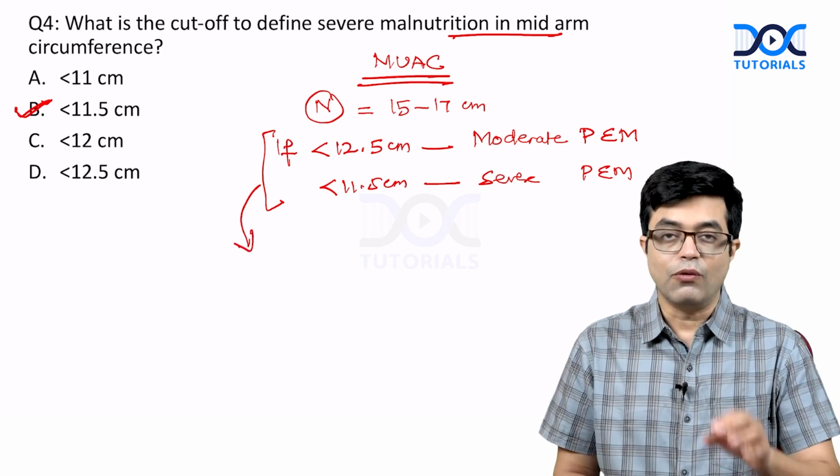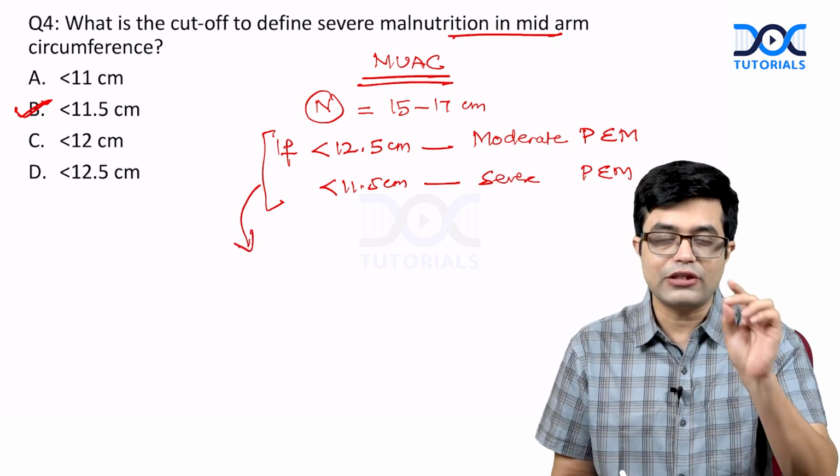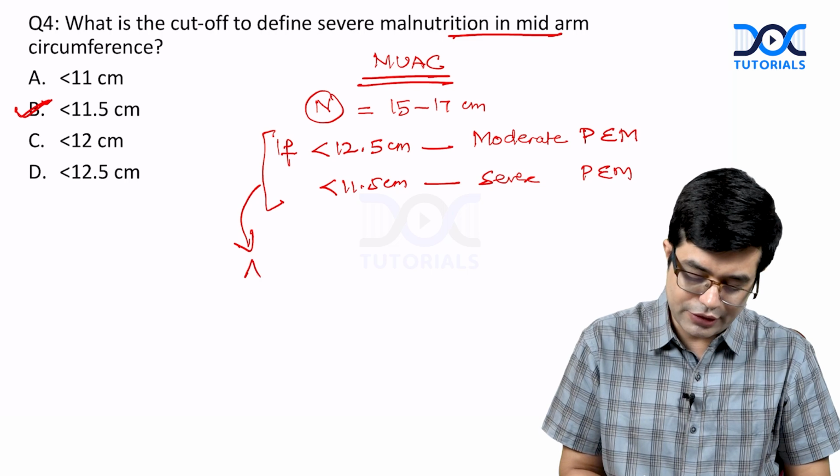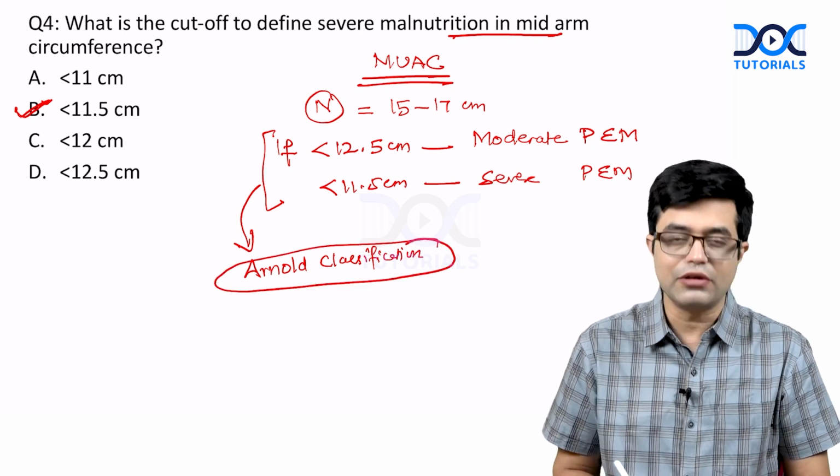Extra edge point. What is this classification known as? Extra edge point. Please write it down. It is known as Arnold classification. Arnold classification. The next time they might make an MCQ out of it.